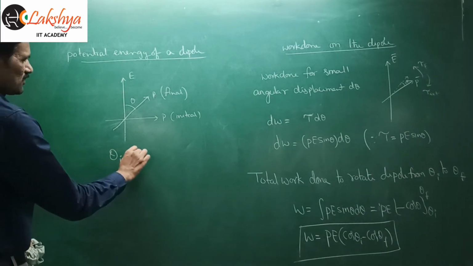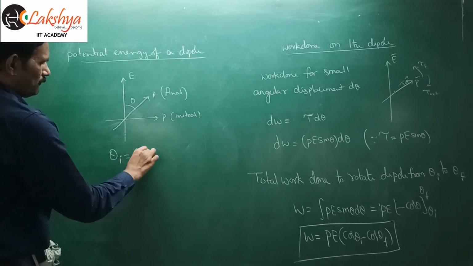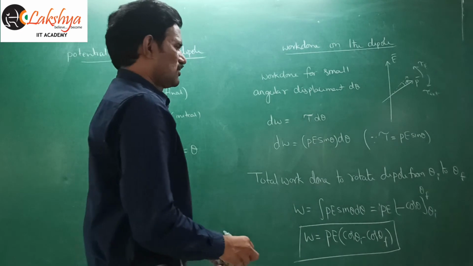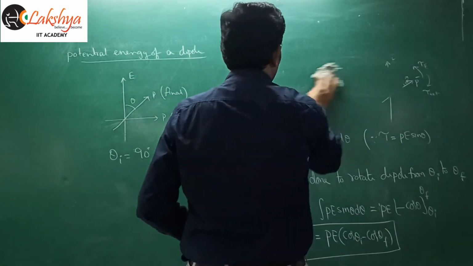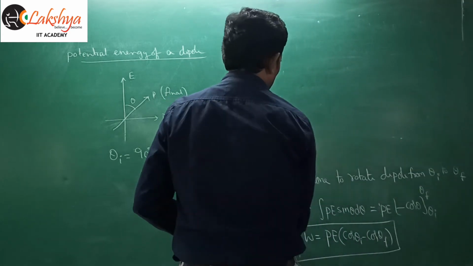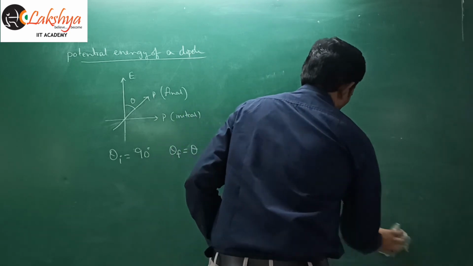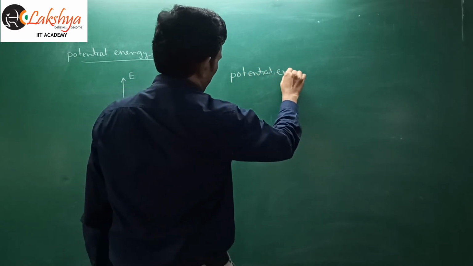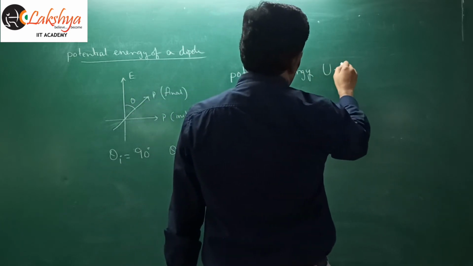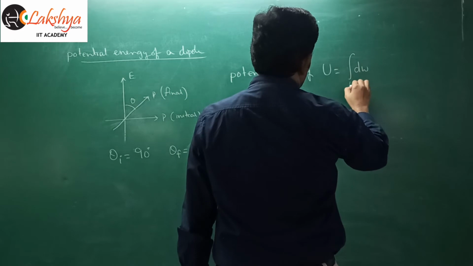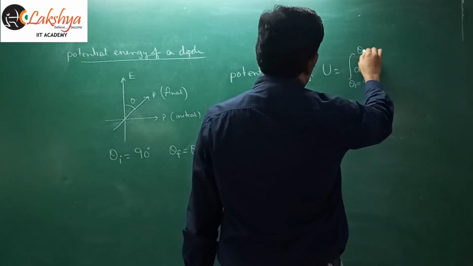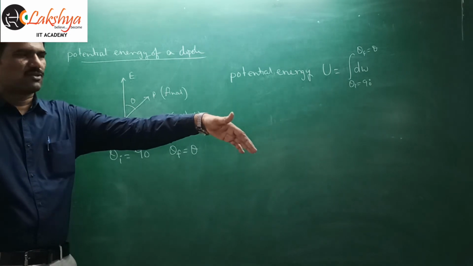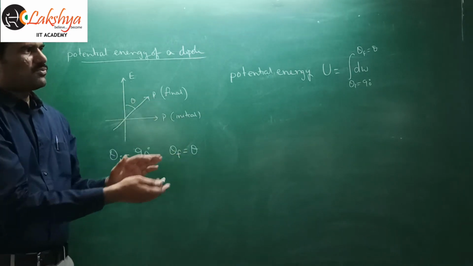That means here theta initial is 90 degrees and theta final is theta, you can consider. So directly you can substitute, or you can do this calculation again. What we are saying is potential energy, representing with U, is the amount of work done in displacing from theta initial 90 degrees to theta final, the angle theta. You can directly substitute in our previous formula for work done. We already derived P E into cos theta initial minus cos theta final. Now you can directly substitute in that. I am just doing the work done integration again.